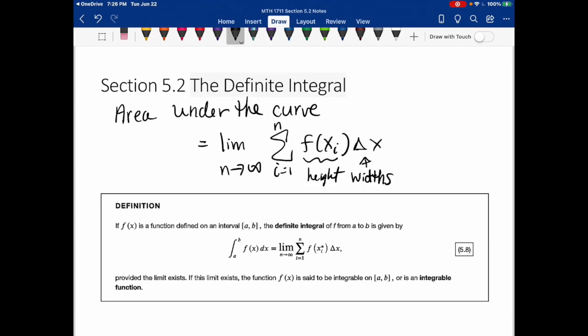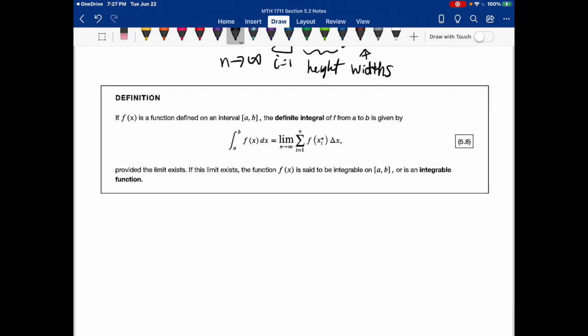This idea came with restrictions. In order to be able to use this, f of x needs to be continuous, and it needs to be non-negative. And unfortunately, that doesn't always happen. So now we're going to look at how we can apply this concept of the area under the curve to more functions using what's called the definite integral. So the definition for the definite integral says if f of x is a function defined on an interval a to b, the definite integral of f from a to b is given by, and then here's how it's defined. And that's provided that the limit exists. And if this limit exists, the function f of x is said to be integrable on the interval from a to b.